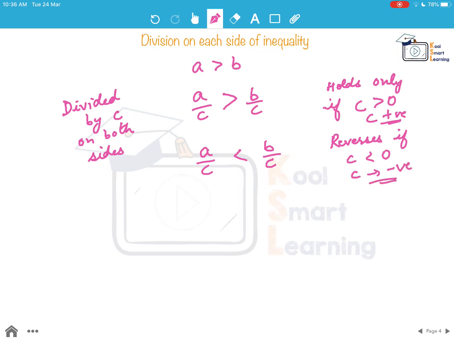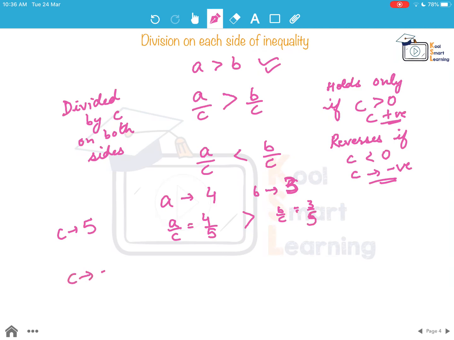We can again see that with the help of an example. Supposing A is 4 and B is 3. A is greater than B. Now we divide this. Let's take again C to be 5. So A by C in this case would become 4 by 5 and B by C is 3 by 5. So A by C is greater than B by C.